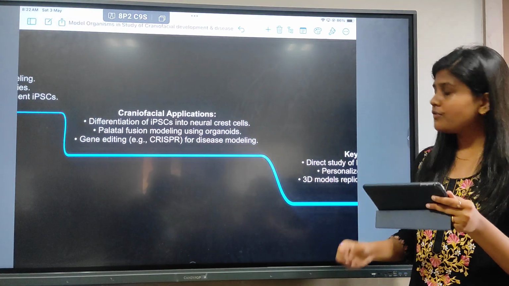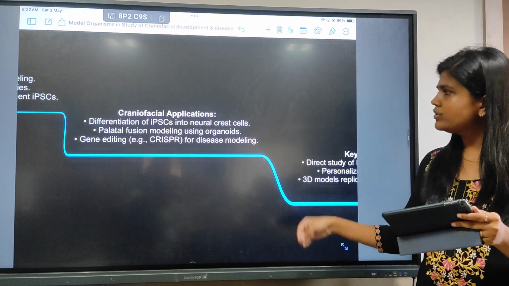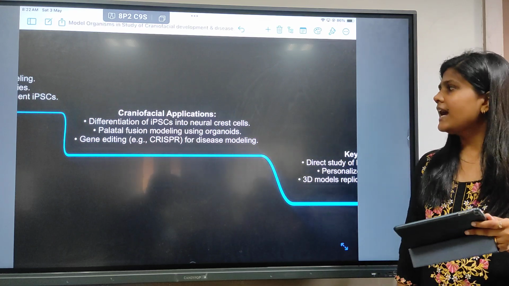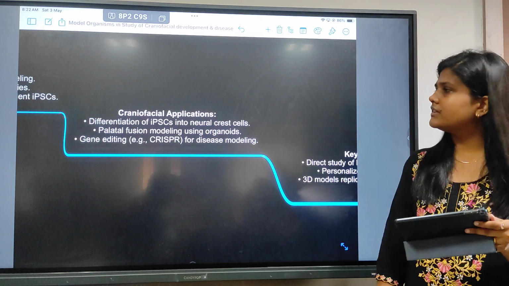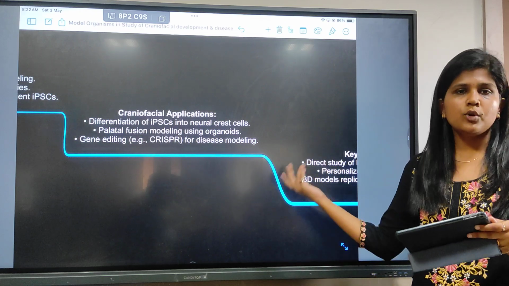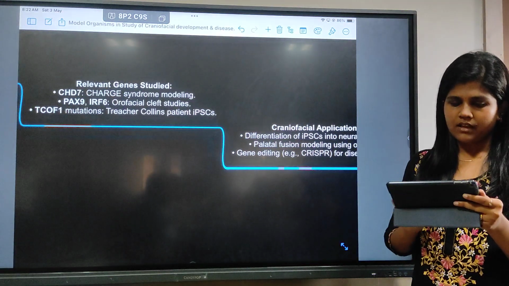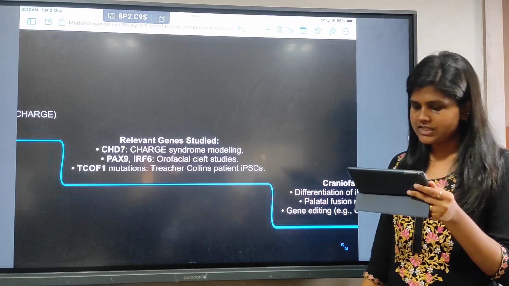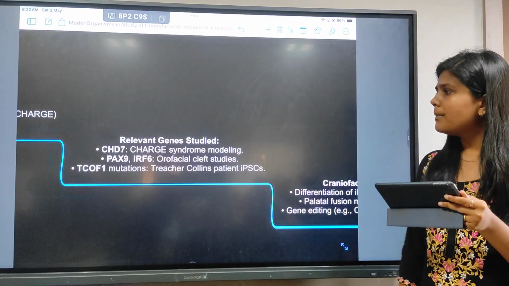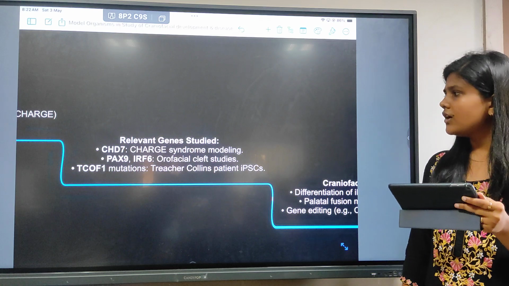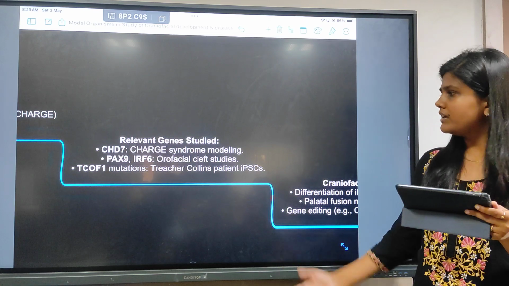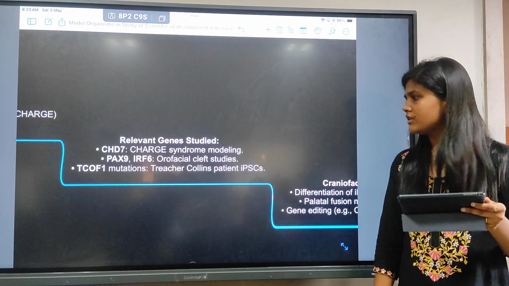The applications of using pluripotent stem cells are differentiation into neural crest cells, palatal fusion modeling using organoids, and gene editing for disease modeling. The relevant genes in this area are CHD7, for CHARGE syndrome modeling, PAX9 and IRF6, for orofacial cleft studies, and TCOF1 mutations, already mentioned, involved in Treacher Collins syndrome.